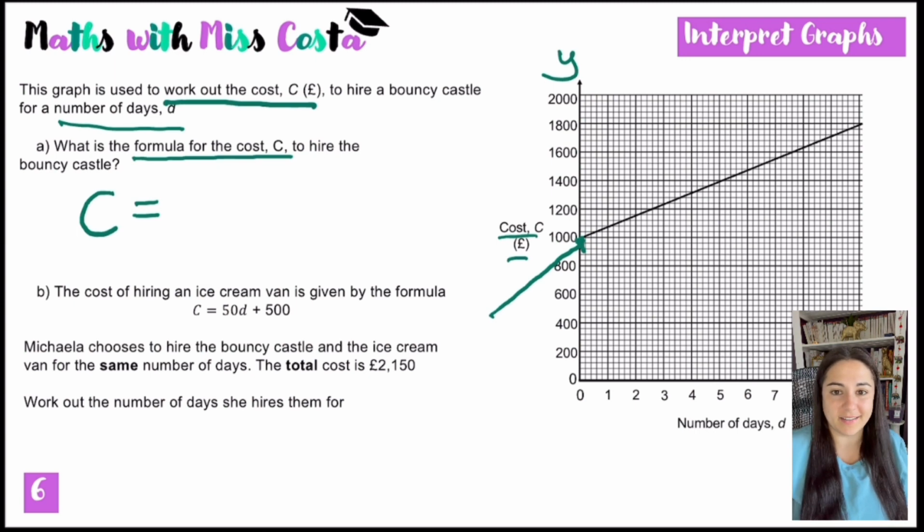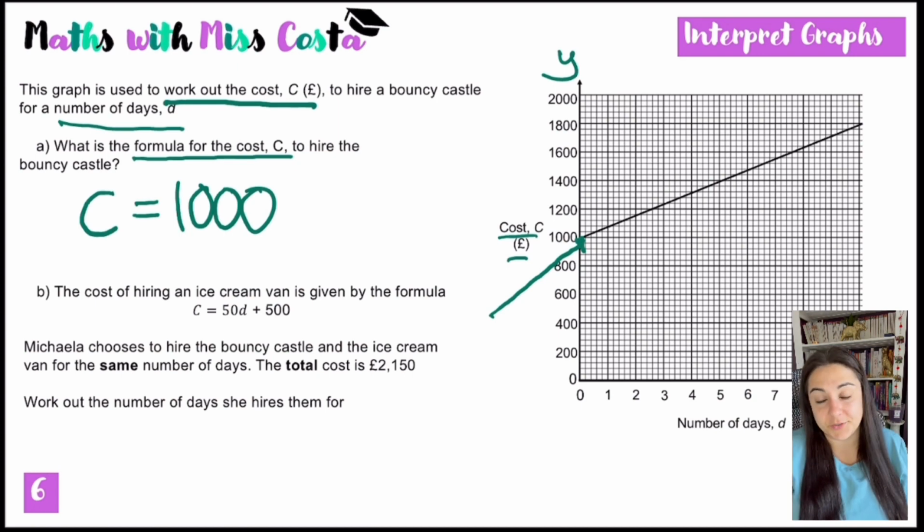So to hire a bouncy castle, you don't just hire it per day. You have to pay an initial deposit charge, fixed charge for hiring the whole thing. And then there's an additional cost per day. So the initial cost over here must be £1,000. And then there's an additional cost per day. So to work out what the rate per day must be, or the rate of change of the graph, we want to work out the gradient. And that simply means figuring out how much the graph increases per day.